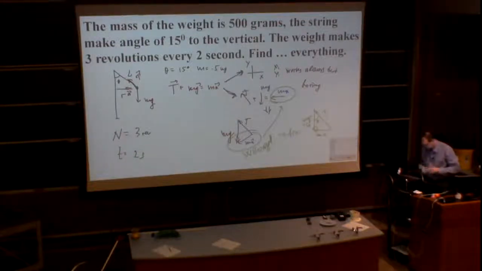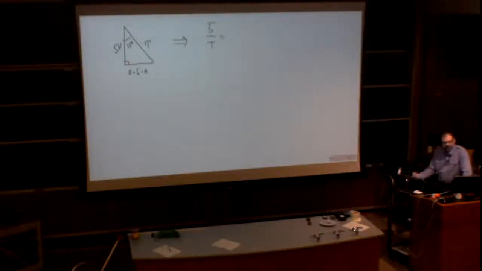So, the triangle: 15 degrees, 5 newtons. This is 0.5 times acceleration. This is force of tension. That's a 90 degrees angle, 0.5, okay. So, done. For example, 5 over tension should be equal to what function of 15 degrees? Cosine. Which means tension should be equal to 5 over cosine 15, wherever it is.